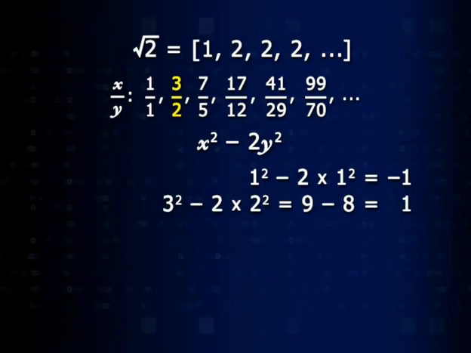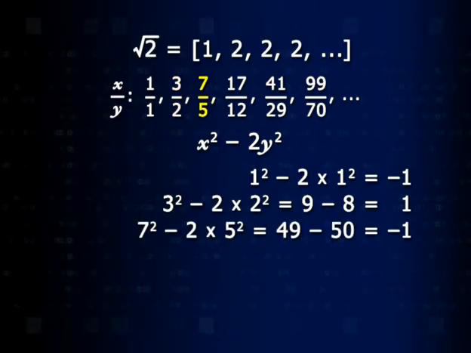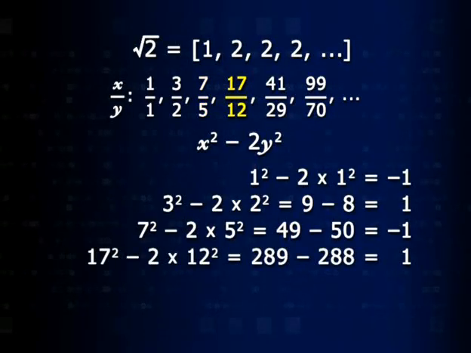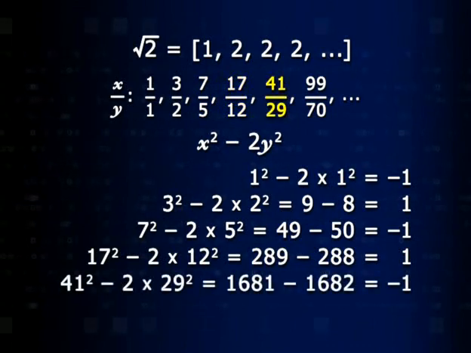3 squared minus 2 times 2 squared equals 9 minus 8, which equals 1. 7 squared minus 2 times 5 squared equals 49 minus 50, which is negative 1. 17 squared minus 2 times 12 squared equals 289 minus 288, which is 1. 41 squared minus 2 times 29 squared is 1681 minus 1682, which is negative 1.